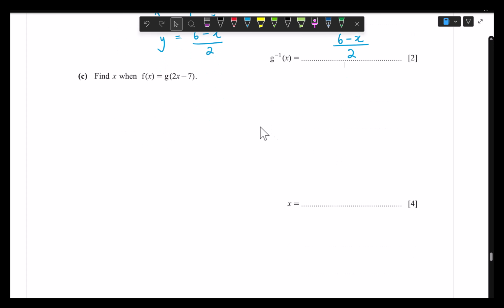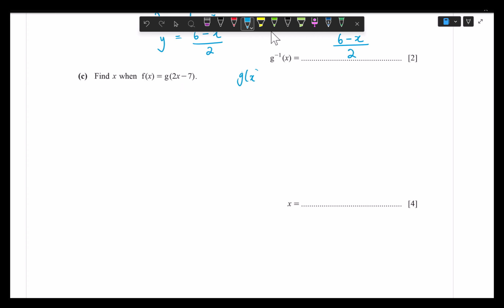Part C says, find x when f of x is equal to g of 2x minus 7. So remember, g of x is equal to 6 minus 2x. F of x is equal to 4x plus 1, and this is equal to 6 minus 2, where we have x right here. We're going to substitute it with 2x minus 7. That's 4x plus 1 is equal to 6, negative 2 times 2x, that's negative 4x, negative 2 times negative 7, that is positive 14.